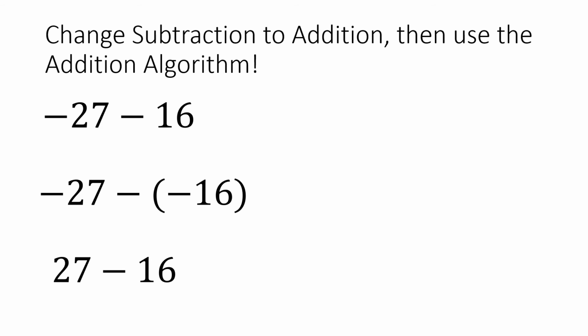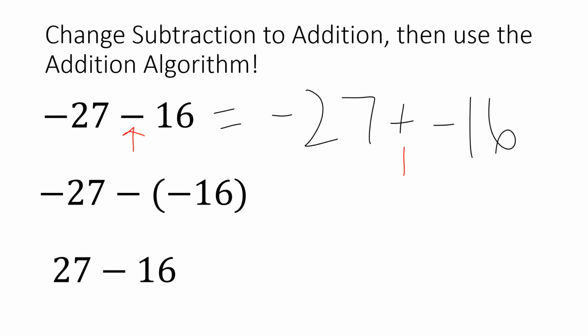Let's change it to addition, and then we just have to remember the rules that we just talked about. Because if I'm subtracting 16, well, that's the same as adding a negative 16. We change it from subtraction to adding the opposite. Therefore, if I'm subtracting a negative 16, I'm going to change it to adding the opposite. So it would be adding a positive 16.